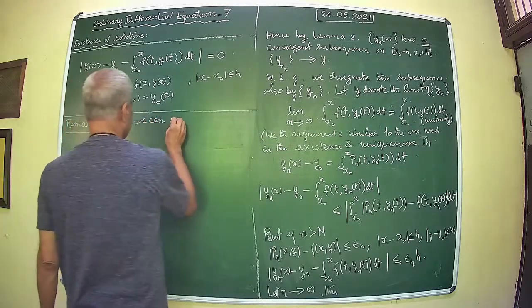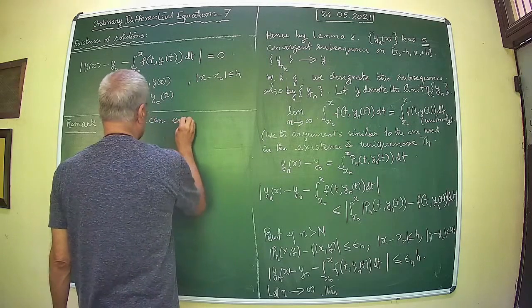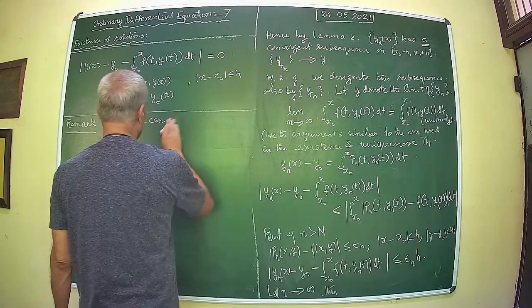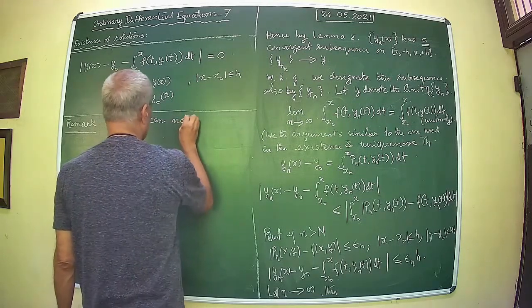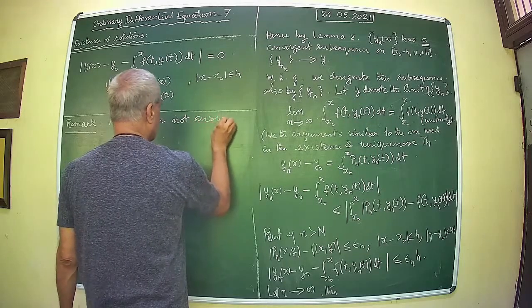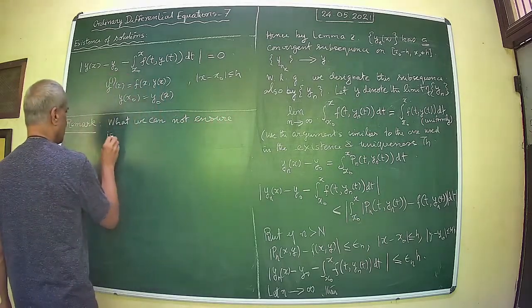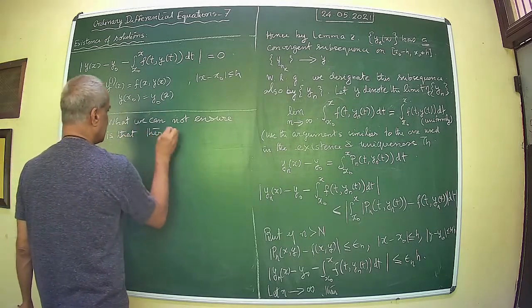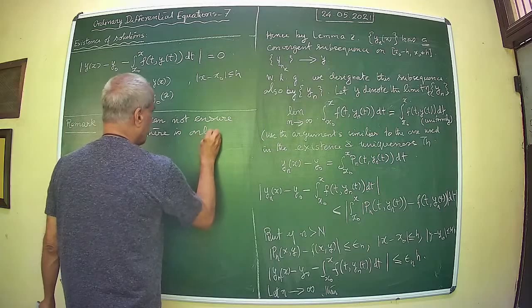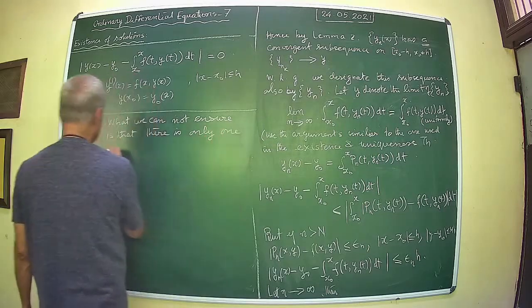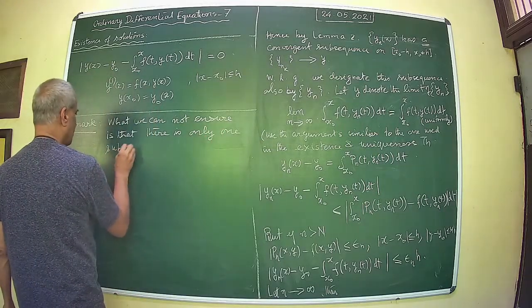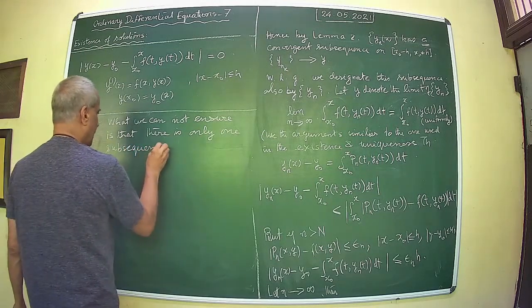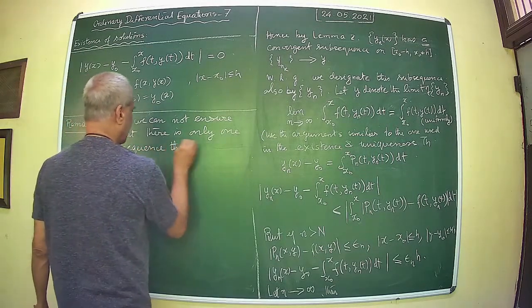We can ensure, we cannot ensure there is only one subsequence that converges.